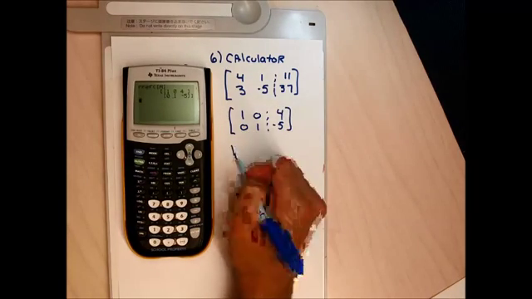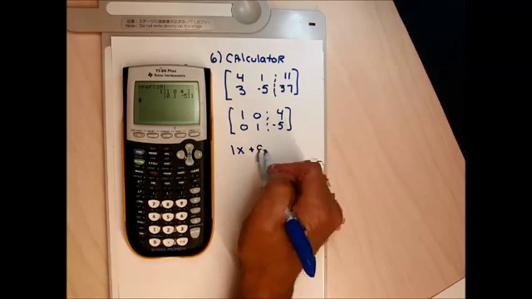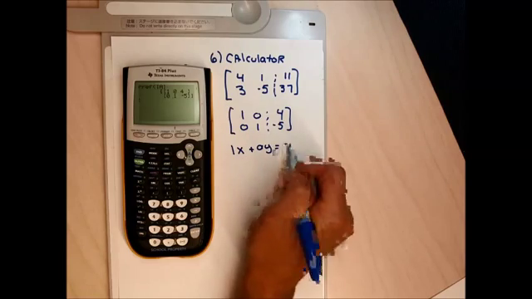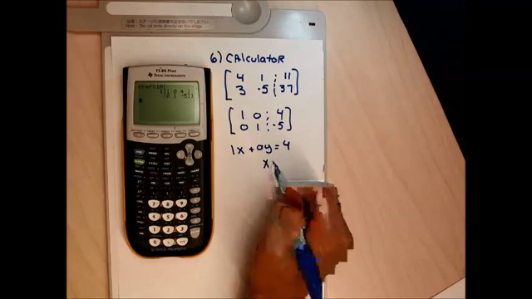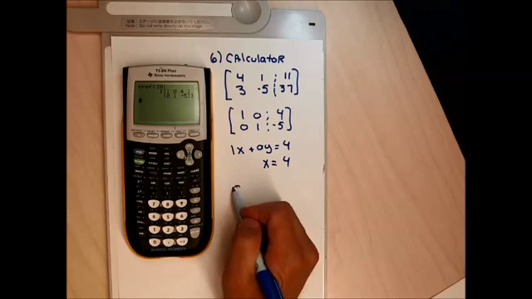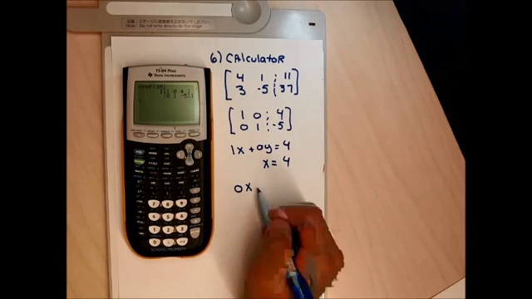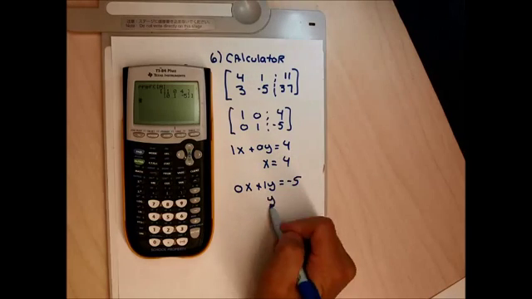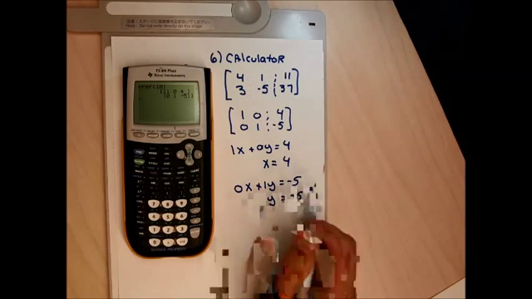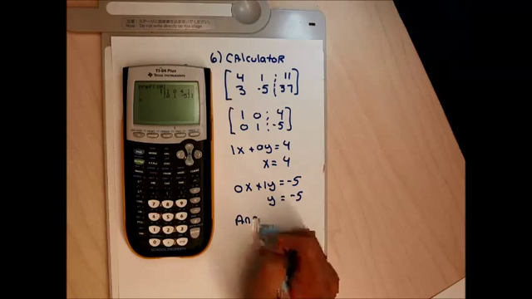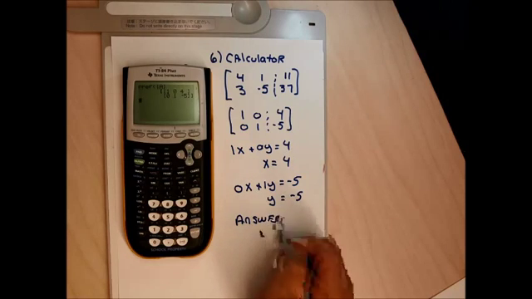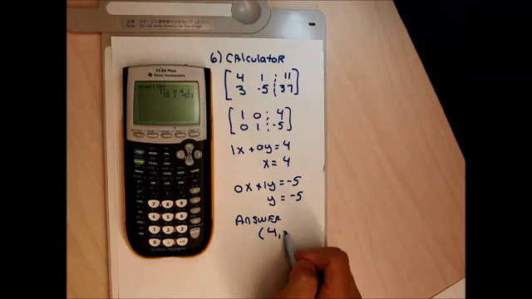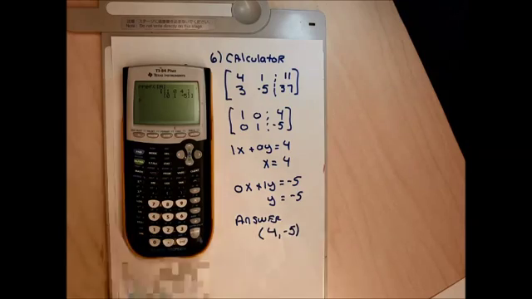So the matrix I'm going to get is 1, 0, 4, 0, 1, negative 5. The top row says 1x plus 0y equals 4, so it really says x equals 4. And the bottom row says 0x plus 1y equals negative 5, so it really says y equals negative 5. And my answer is going to be x equal to 4, y equal to negative 5.